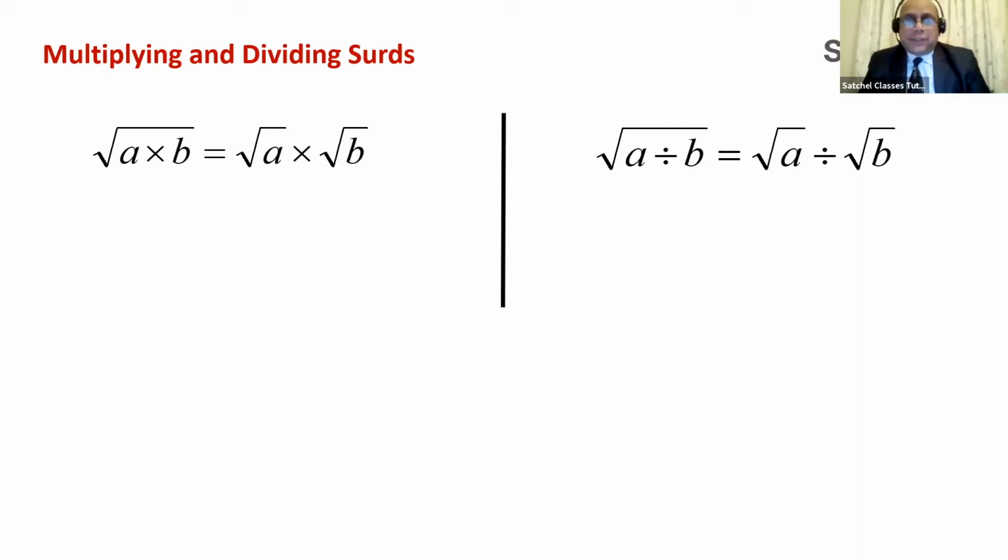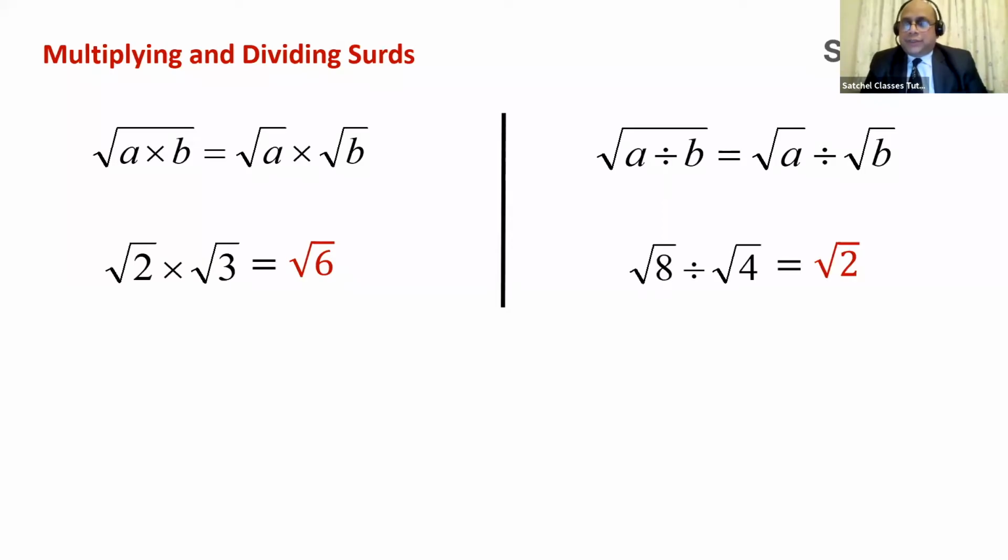By the same logic, square root of a divided by b is the same as square root of a divided by square root of b. For example, square root of 2 times square root of 3 is actually square root of 6, right? Because 2 times 3 is 6. That seems the easy rule to remember, right?